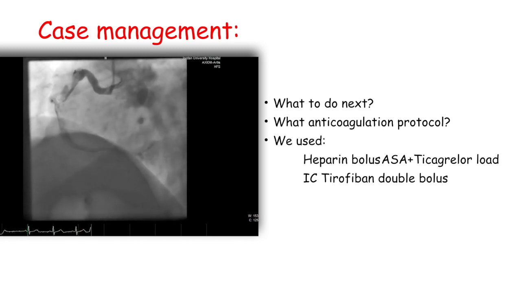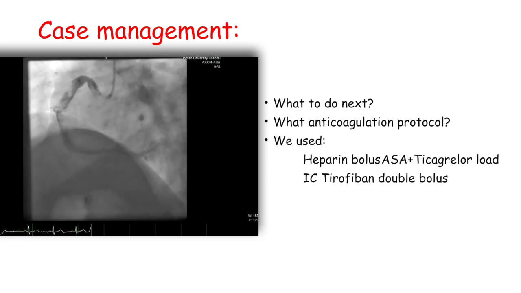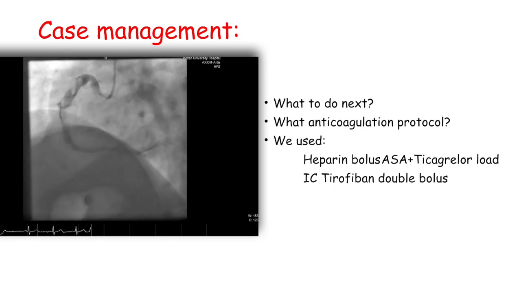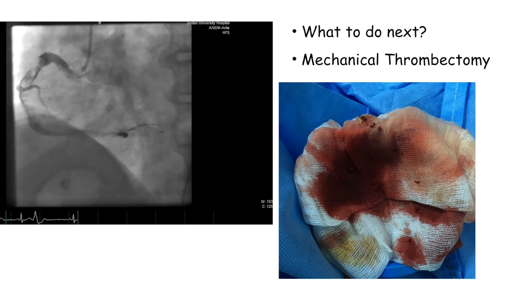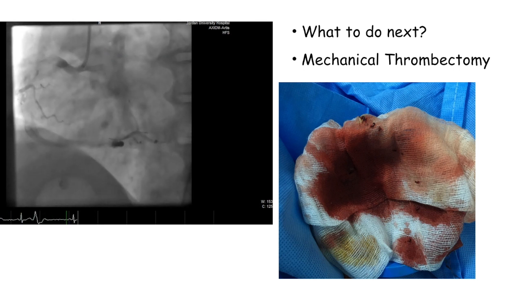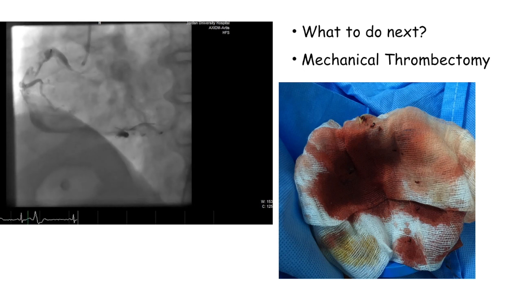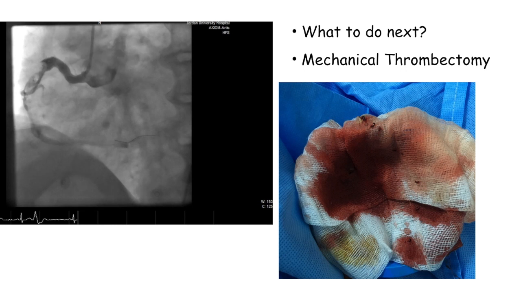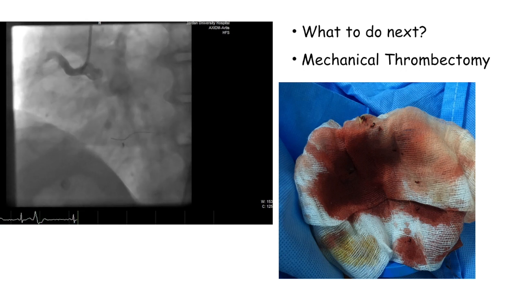So the question is what to do, what anticoagulation protocol to use for this patient. As shown on the slide, we give the patient a heparin bolus. Unfortunately, we don't have a way to measure ACT in our patients, so we always bolus them here about 10,000 units. We give an aspirin load and ticagrelor load.